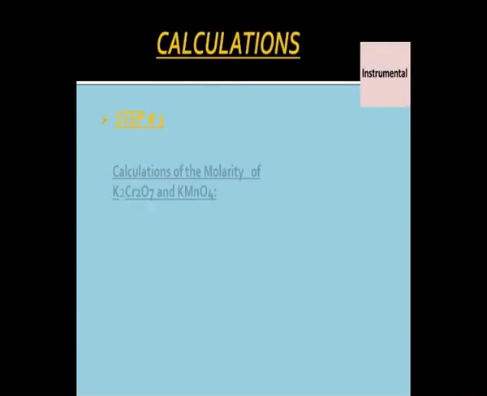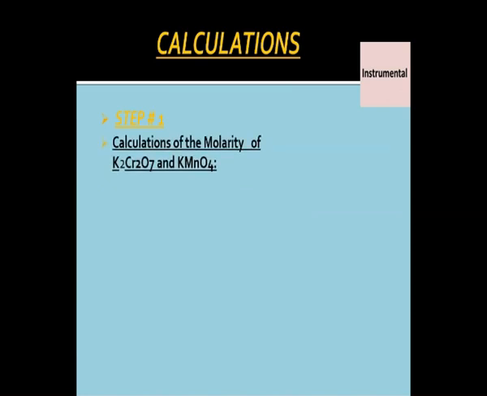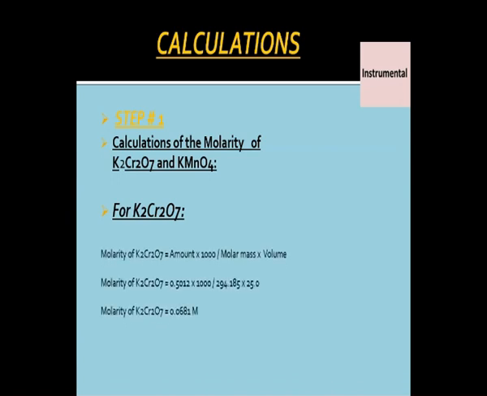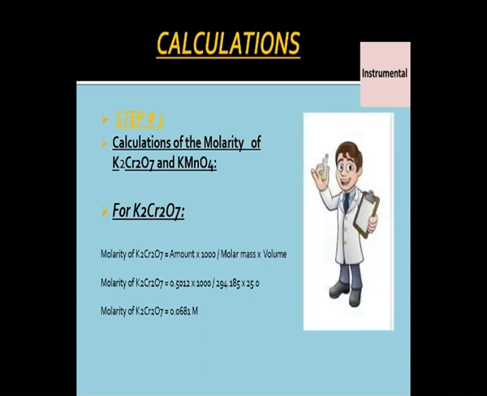Now moving on to the calculations. For the calculation, in the first step, we have to determine the molarities of potassium permanganate and potassium dichromate with the help of the given formula. So for the molarity of potassium dichromate, molarity is equal to amount multiplied by 1000 divided by molar mass multiplied by volume. Here volume is the volume of the volumetric flask in which we prepare the standard solution of potassium dichromate.